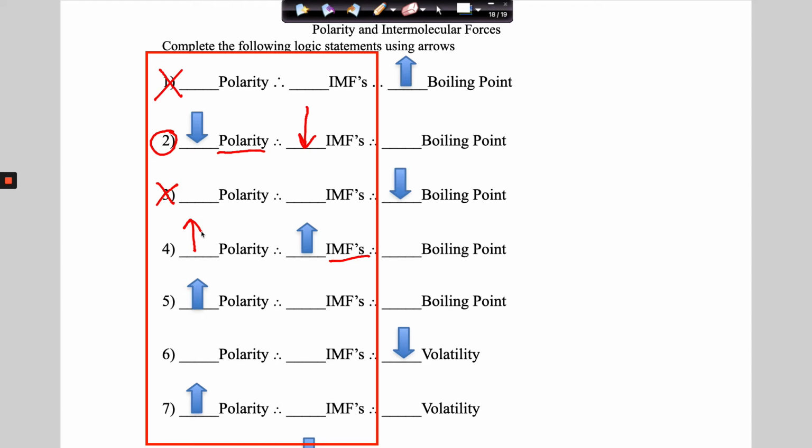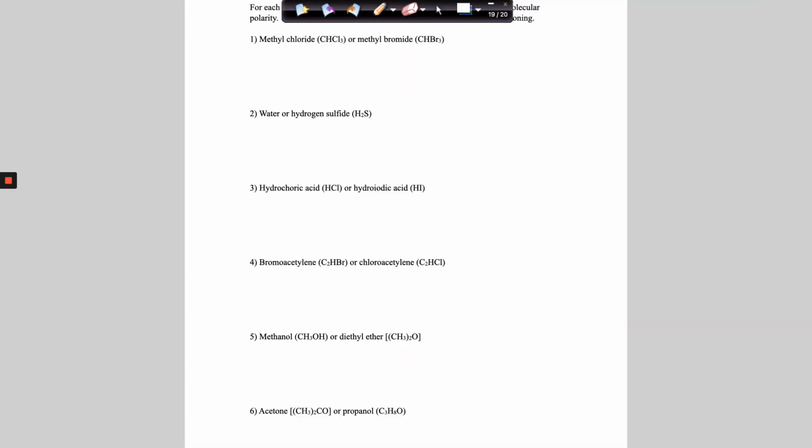Are you done with this page already? I'll give you a second to finish it if you need. If one is big, the other's big; if one is small, the other's small. They vary directly. You good? Okay, then guys, do this with me. The next page. You're going to do this.